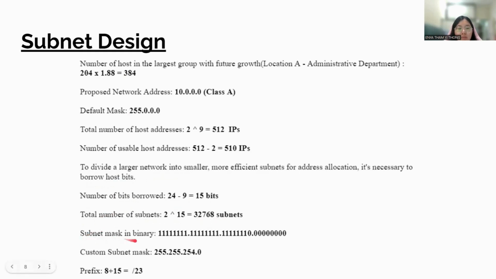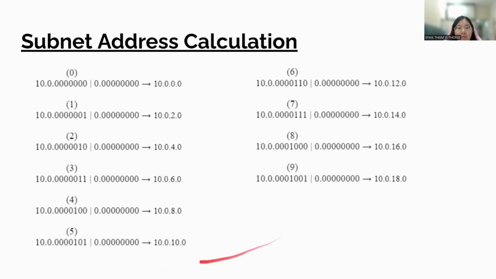Then we can get the subnet mask in binary, where this part presents the network ID of the class A, and these 15 bits are the number of bits borrowed. According to the subnet mask in binary, we get the custom subnet mask, which is 255.255.254.0. The prefix of class A is 8 plus the 15 bits borrowed, so we get the prefix 23. This diagram presents the increment of each subnet.